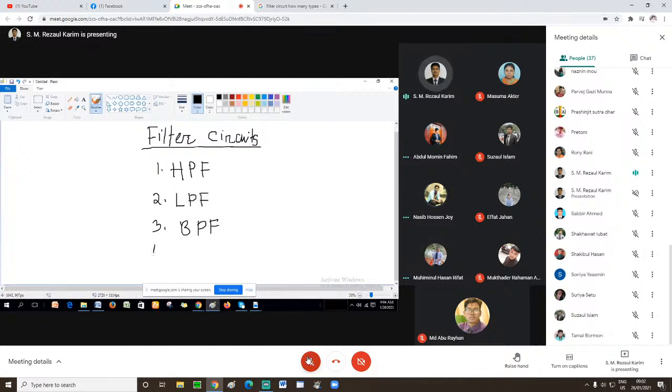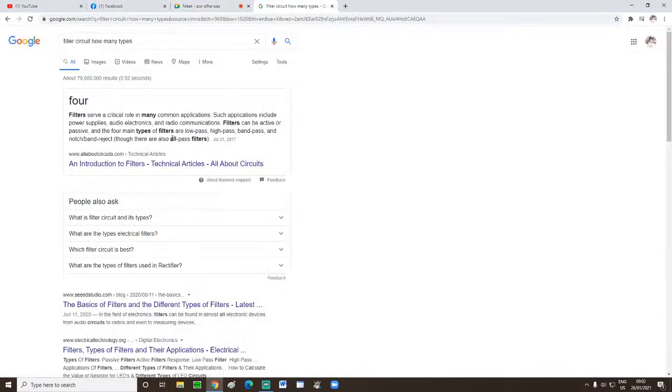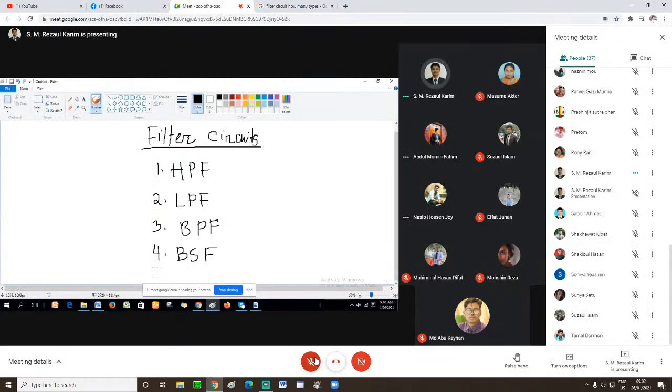There is another type. What is the name? Band stop filter. You can categorize another type, that is called band reject, and the all pass filter. So we can categorize filter in different ways.